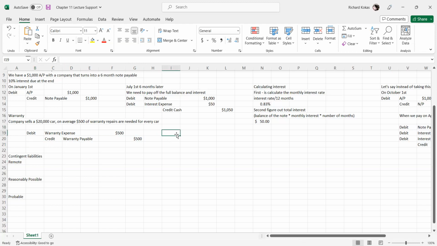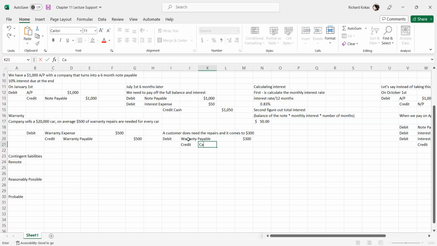Let's say a customer does actually need repairs, and it comes to, let's say, $300. That's fine. What's the company going to do? They're going to debit warranty payable, because they've already accounted for the fact that they might need to pay some of this. So they debit warranty payable for 300, and let's say they use cash to pay it, so they credit cash for 300. You might see inventory credited if they use parts to repair it. You could bring the car to that business and they'll repair it with their parts, so they're not paying cash, they're using their inventory. But either way, credit cash.